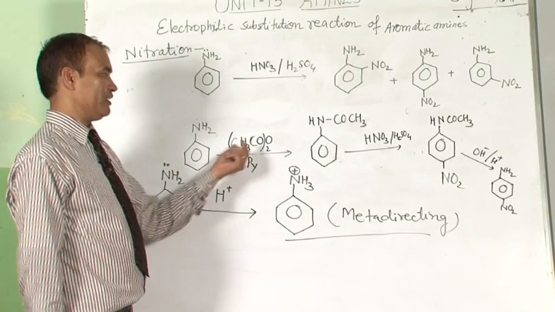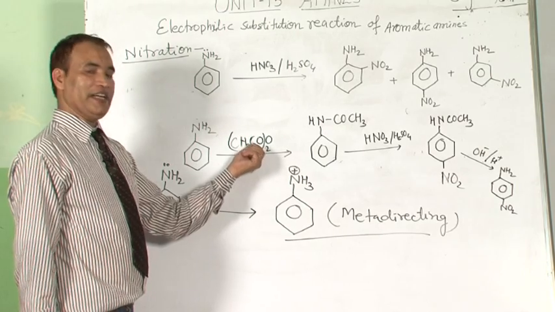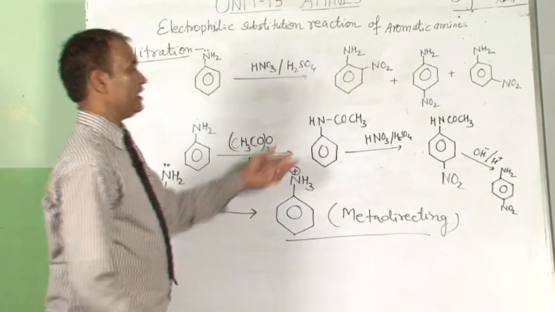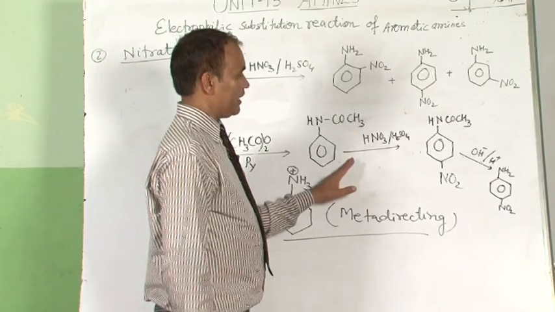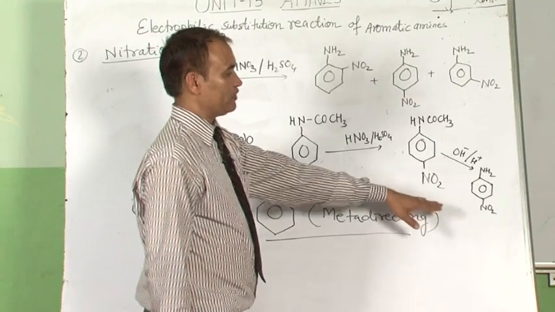When aniline is treated with acetic anhydride in presence of pyridine, acetanilide is formed, and nitration of acetanilide further gives para-nitroaniline.